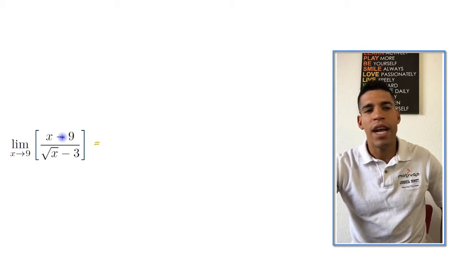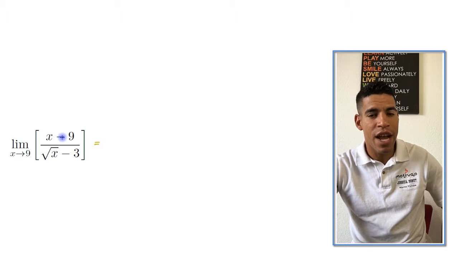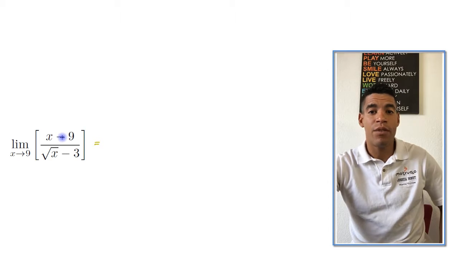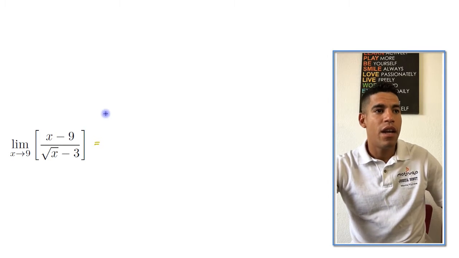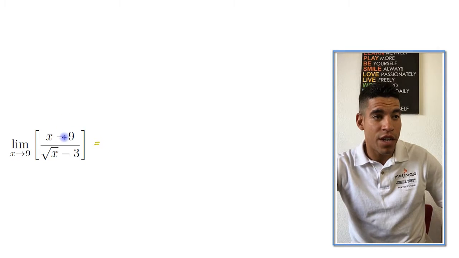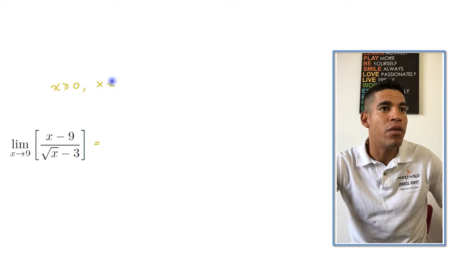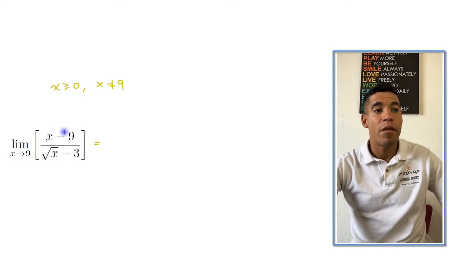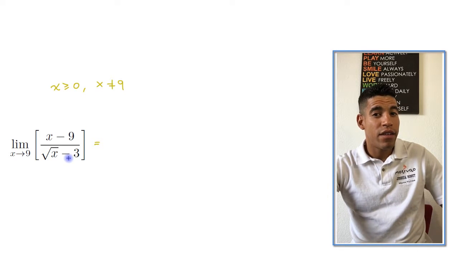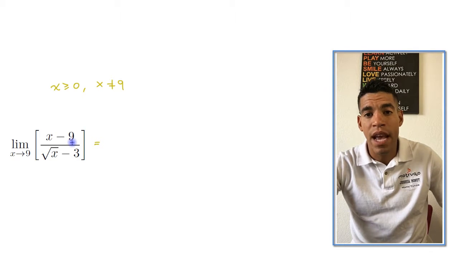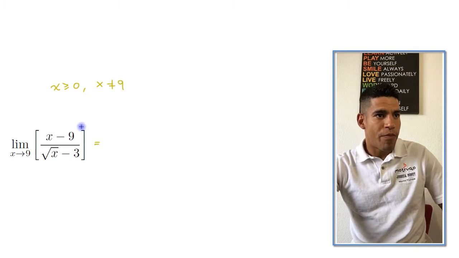So how will you do this one? Again, 0 over 0. If you plug in 9, you get 9 minus 9 is 0. If you plug in 9 in the denominator, you get square root of 9, which is 3. 3 minus 3 is 0. Okay. Again, the domain of this function is what? X greater or equal than 0, x not equal to 9. Okay? Remember, whenever there's a square root of x or square root, you have to restrict the domain for everything positive, because the square roots cannot be negative inside the square root. So that's the domain.